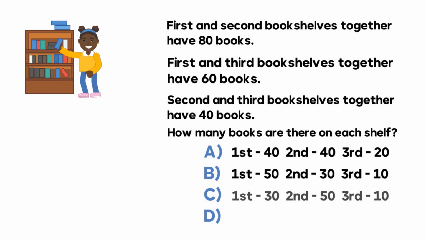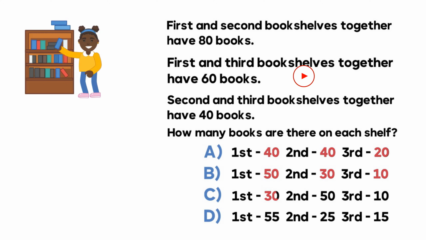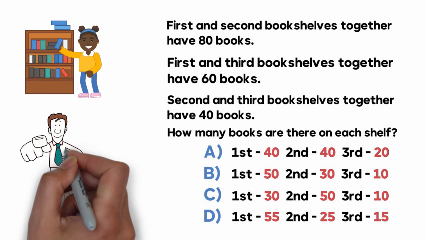For the first, second, and third bookshelves, in choice A, you have 40, 40, and 20. In choice B, 50, 30, and 10. In choice C, 30, 50, and 10. And in choice D, 55, 25, and 15. Do you see the answer? Can you calculate it? Can you?